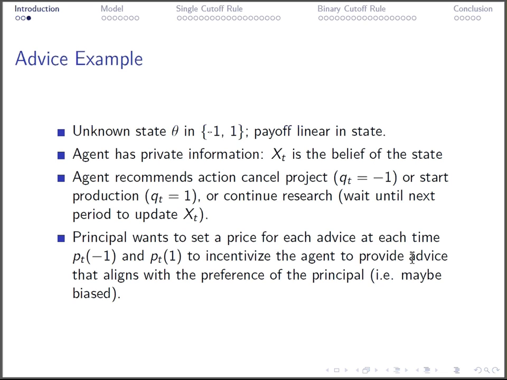And what the principal wants to do here is the principal wants to set a price so that it can incentivize the agent to provide an advice that aligns with the preference of the principal. So it may be biased, but basically I'm choosing prices for each advice to incentivize the agent to choose the one. Basically, let the agent tell me what the state he believes is in.